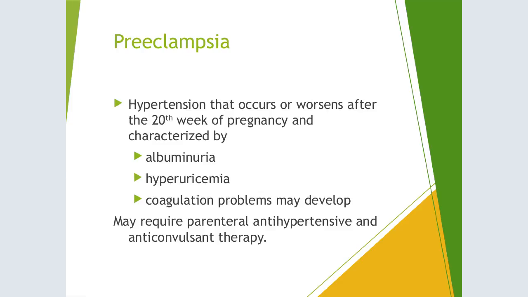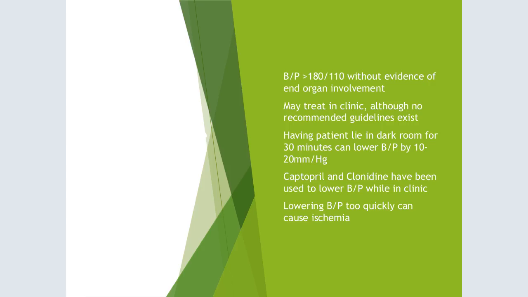Preeclampsia is a hypertension that occurs or becomes worse after the 20th week of pregnancy, and it's characterized by albuminuria and hyperuricemia. Those are two things that characterize preeclampsia.